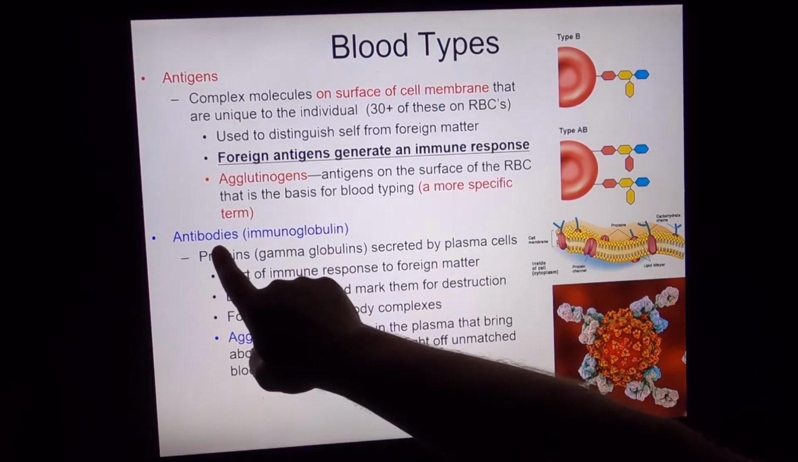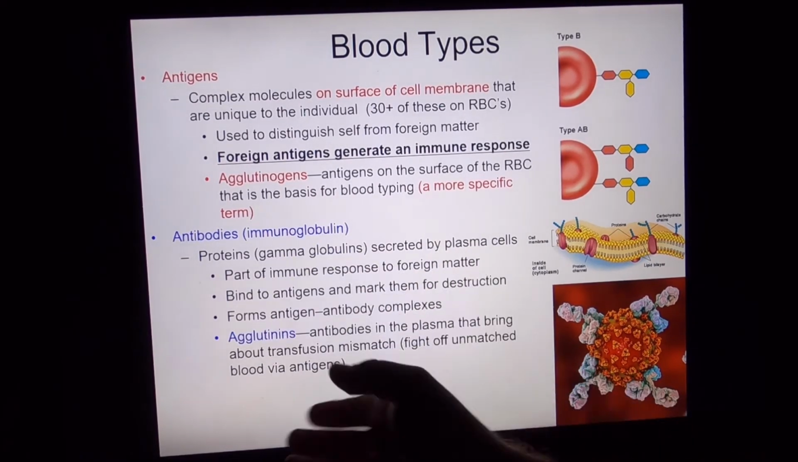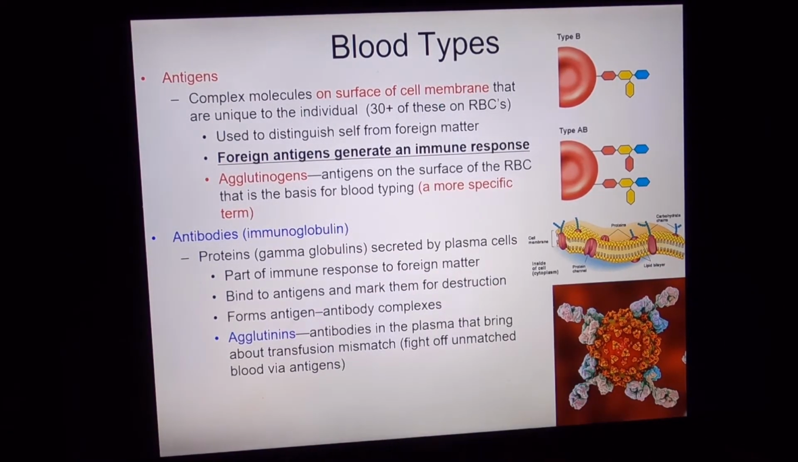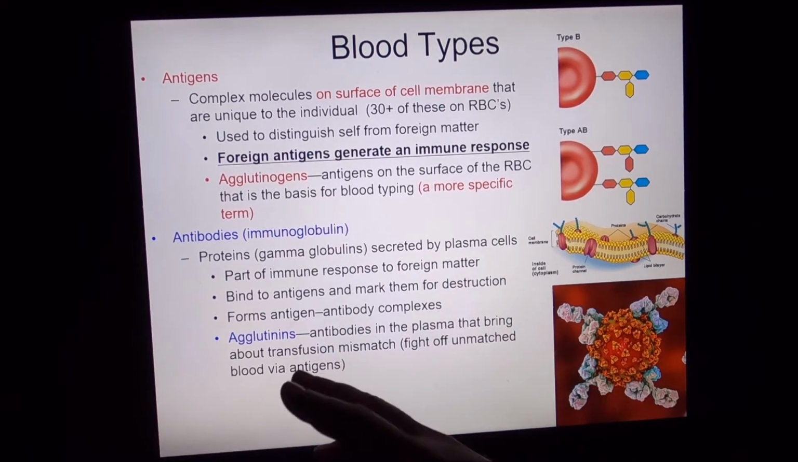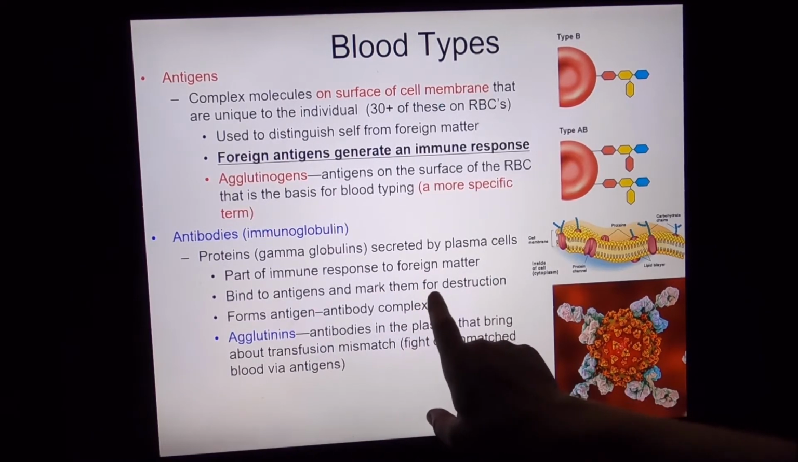Immunoglobulins, okay? Antibodies are part of your immune system. They're flowing around in your serum. These tiny little markers is what they are. Tiny little antibodies floating around in your blood plasma. And what they will do is they can mark a cell and cause it to be destroyed. They mark them for death.